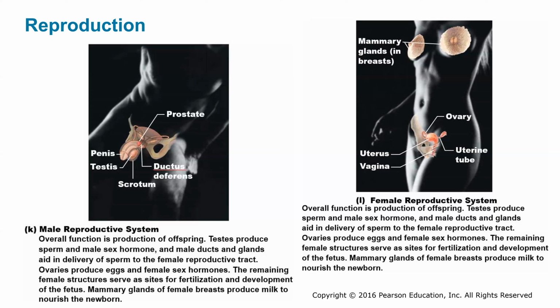Mammary glands of the female breast produce milk to nourish the newborn. Organs of the male reproductive system include penis, testes, prostate gland, ductus deferens. Female reproductive organs include vagina, uterus, ovary, uterine tube, and mammary glands.